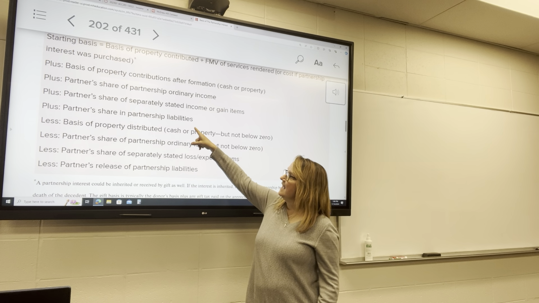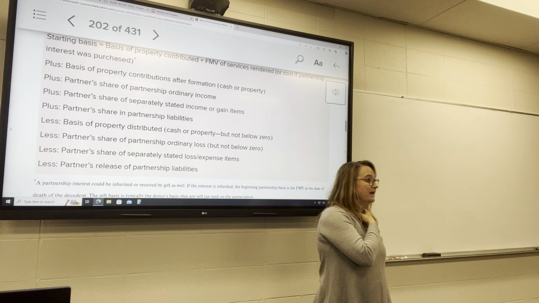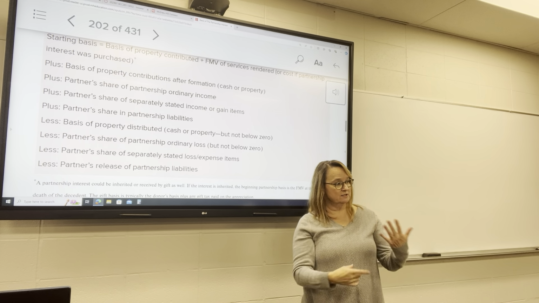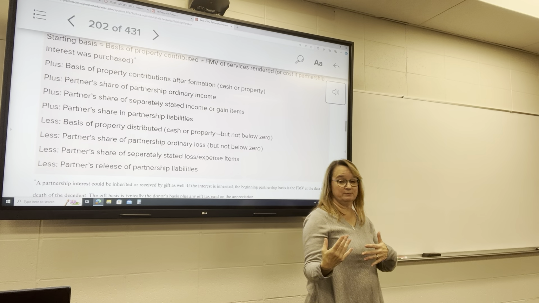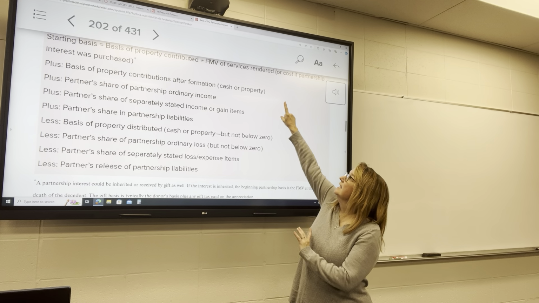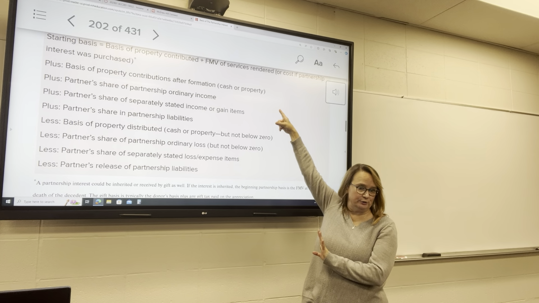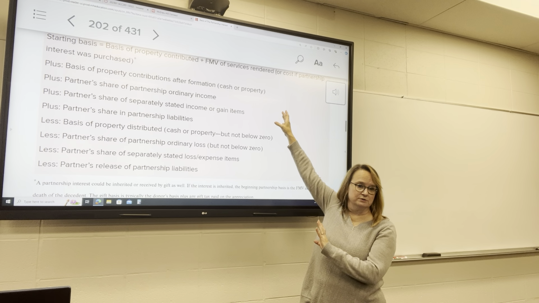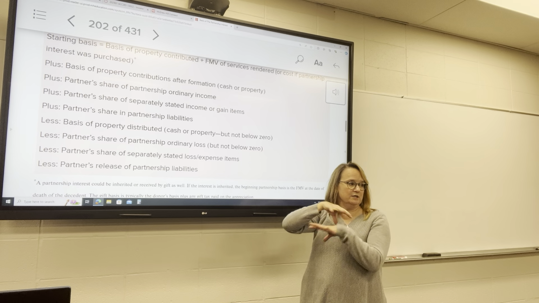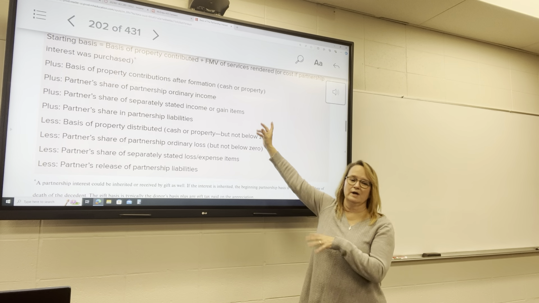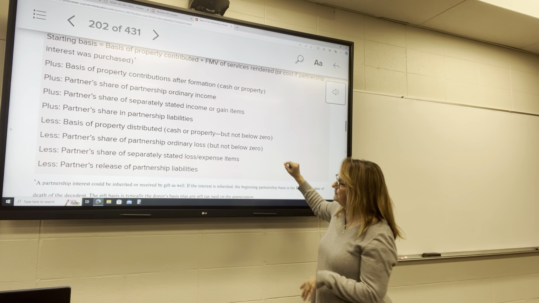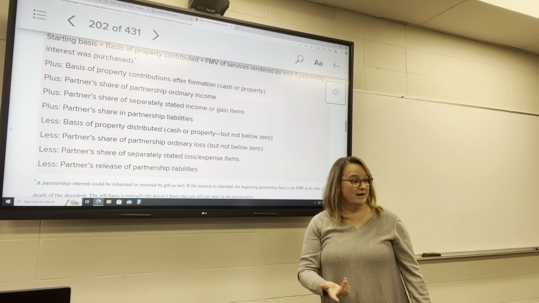Then we get to add our share of partnership liabilities if we have any. So if we already included liabilities up here, we're not going to include it again, right? Like at the start, if we had those liabilities that each partner took on a portion, we're not going to add that again. It's just any additional liabilities that we took on. Then we're going to subtract items.